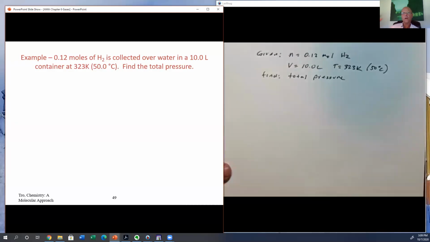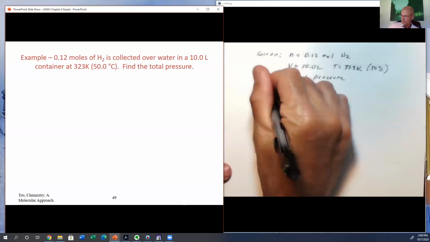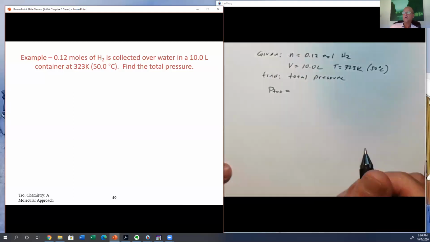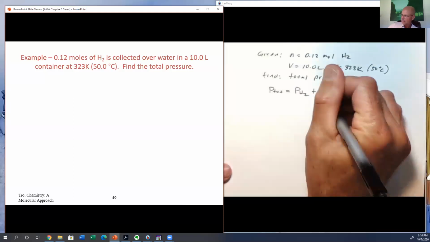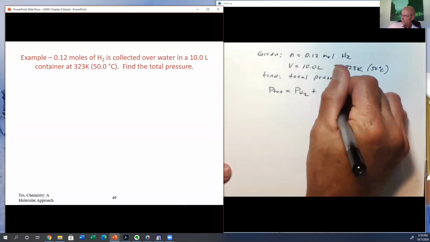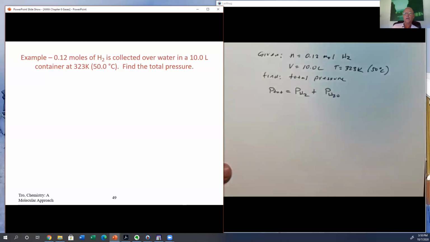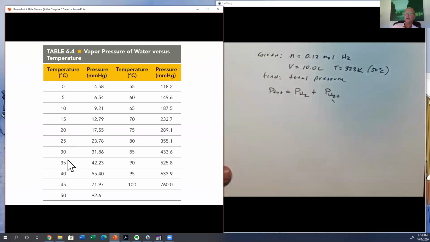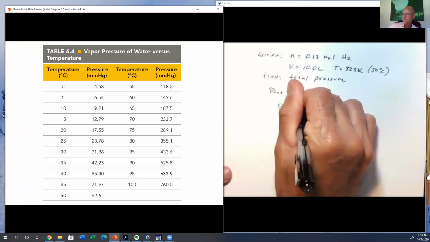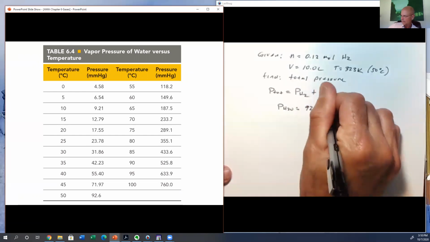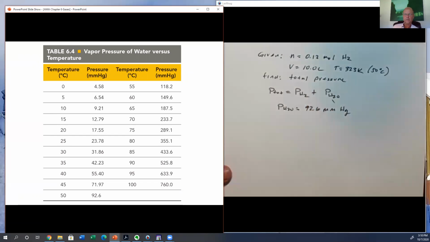So what do we know off the bat? The total pressure, according to Dalton's law, is equal to what? The partial pressure of hydrogen plus the partial pressure of water. How are we going to get the partial pressure of water? We're just going to look on the table. At 50 degrees, how much water is going to be there? 92.6 millimeters of mercury. So at 50 degrees, the partial pressure of water is equal to 92.6 millimeters of mercury.